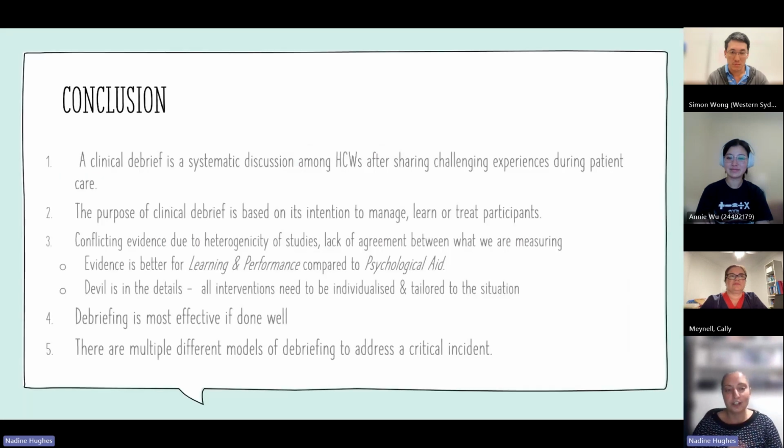So in conclusion, we've had a really good discussion on what is a clinical debrief, why we debrief, how we debrief, and different models of debriefing.